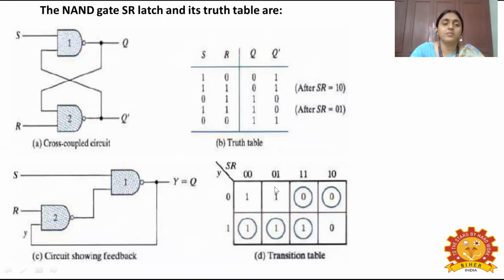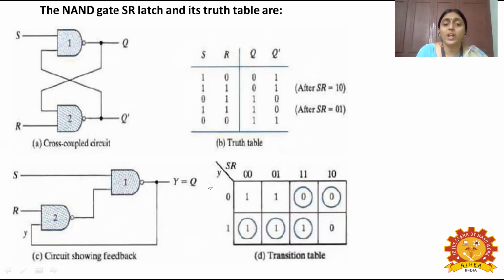And here is given the NAND gate SR latch and the corresponding truth table. The first diagram A defines the cross-coupled circuit where we have the SR latch. S is given as an input, and the other input of the first NAND gate is the output Q dash. The second NAND gate involves two inputs: one is R and the other is the output of the first NAND gate, which is Q.